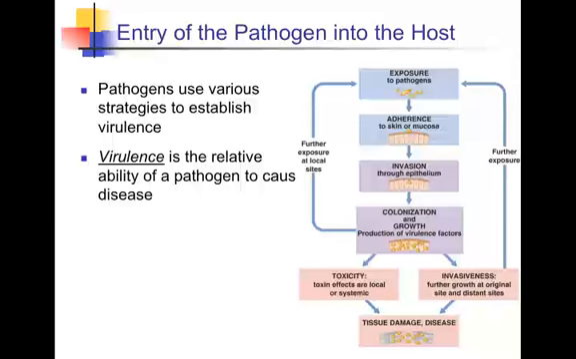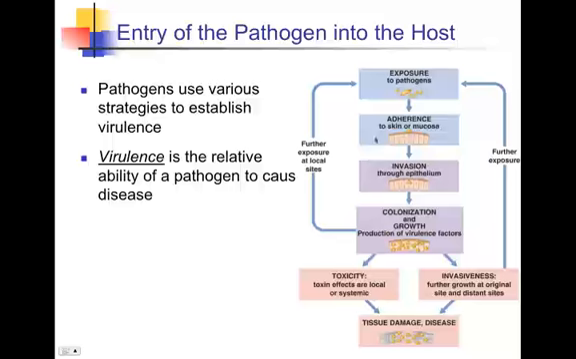So let's look at the routes of entry into the host. These are very similar to the routes of introduction of the normal flora components into or onto the host cell surface. And we'll talk a little bit about how pathogens mediate this process. And some definitions along the way here are things like virulence. And this is sort of a relative measure of the ability of a given pathogen to cause disease.